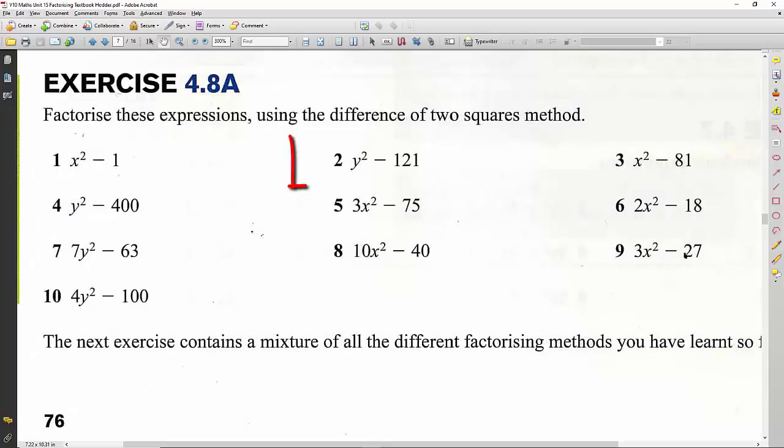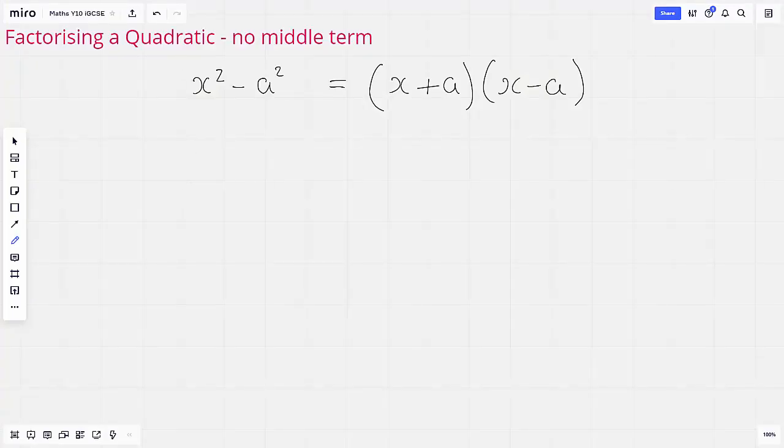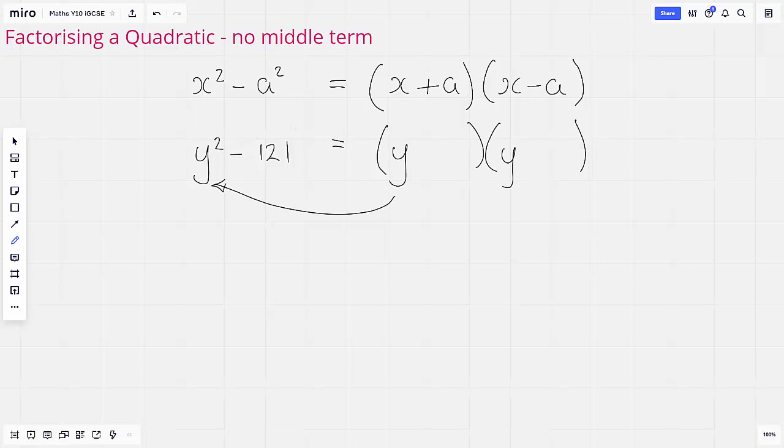We'll have a look at question number 2, y squared minus 121. So I'll write that down then, y squared minus 121. So what we're looking for is something of the solution y in each bracket, because y times y will give me the y squared term. But I'm now looking to solve the 121. Well, you might recognize that the square of 11 will give me 121. Again, I've got a negative sign there, so I'm going to end up with a plus and a minus to give me my final solution.